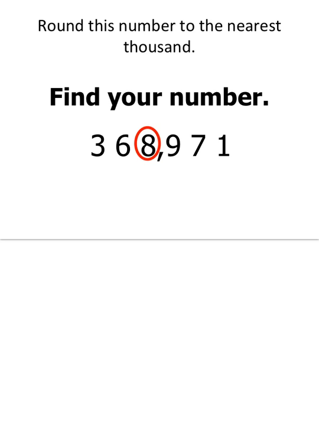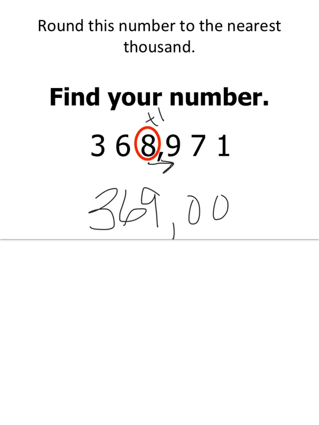Now, we need to be drawing an arrow to locate our number next door. Our number next door is a 9. Thinking of the poem, 5 or more, add 1 more. My 8 is going to turn to a 9 because I'm adding 1 to it. All the digits before it stay the same. And all the digits after it change to a 0. Go ahead and pause the video and write down what I've written down here. Make sure you include adding the 1, make sure you have an arrow, and make sure you have the final rounded number. Go ahead and pause it.